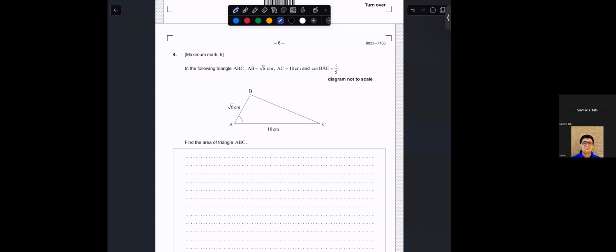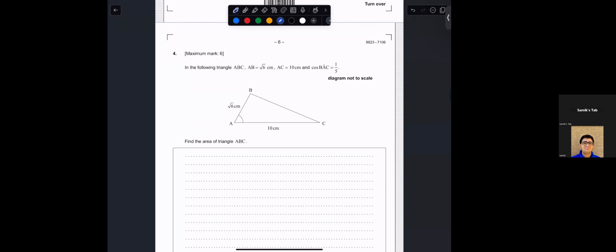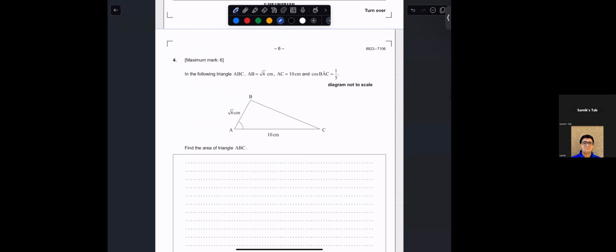Hi guys, we're back with question number 4 today. Question number 4, November 2023 AHL paper 1. This question is quite simple, a 6 marker question.